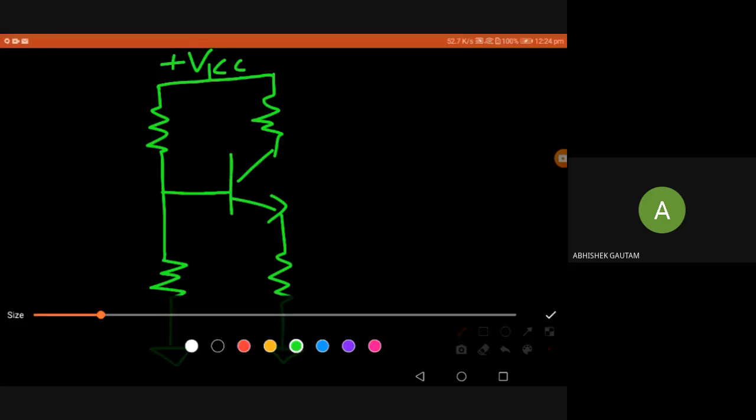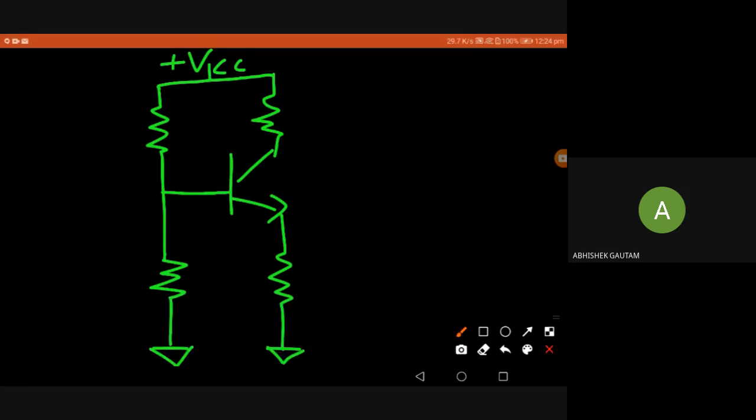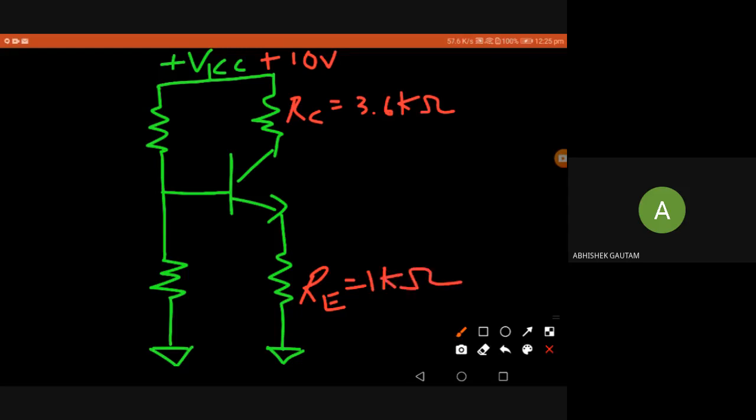The value of VCC I can take as plus 10 volt. VCC is plus 10 volt. Now RC, you can take RC equal to 3.6 kilo ohm. And RE, you can draw this circuit in your notebook, RE equal to 1 kilo ohm. R1 you can take as 10 kilo ohm, and R2 you take as 2.2 kilo ohm.